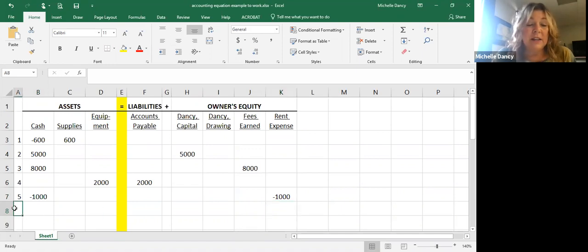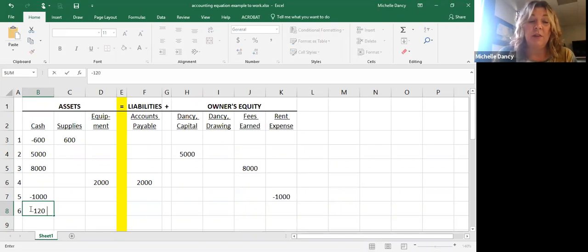And finally, let's look at number 6. Number 6 says the owner withdrew $1,200. If the owner made a withdrawal, the owner is taking money out of our business. So that means our cash is going, that's right, down. So over here under cash, I'm going to put negative 1,200.